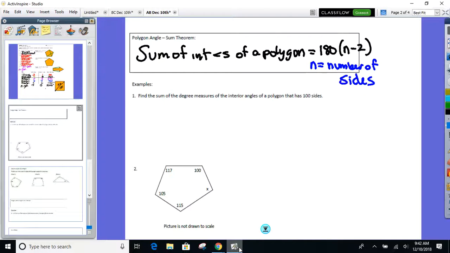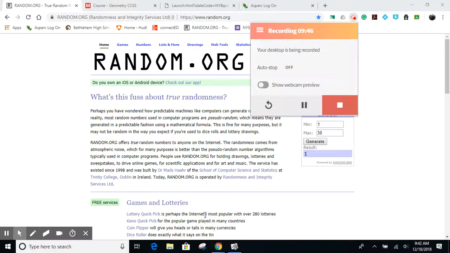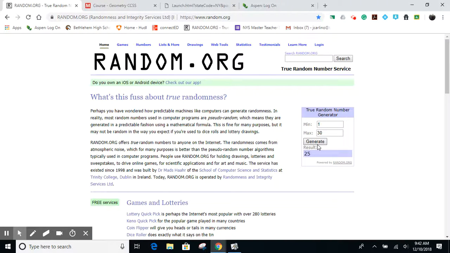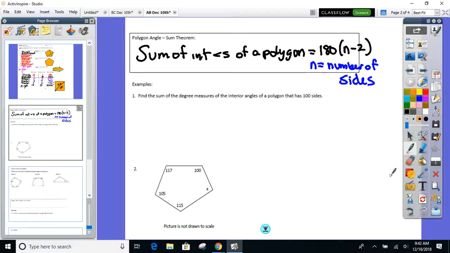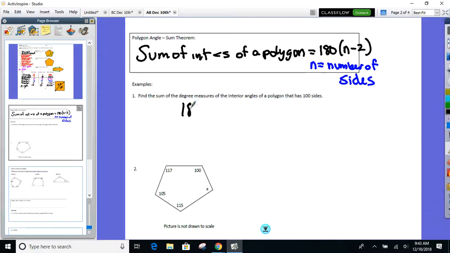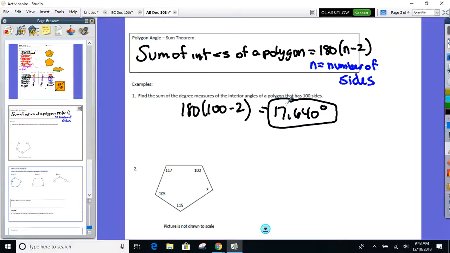Number 1 here, 100 sides. How'd you find it? I don't want to know the final answer. Just want to know what you used to find it. 100 sides minus 2, got it. And then we end up getting what for our degree measure there, Mason? There you go. Any issues with that one?